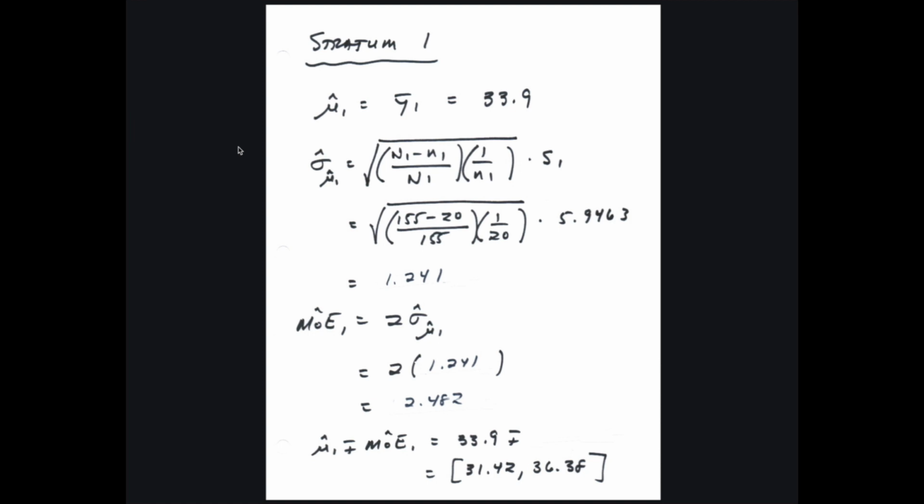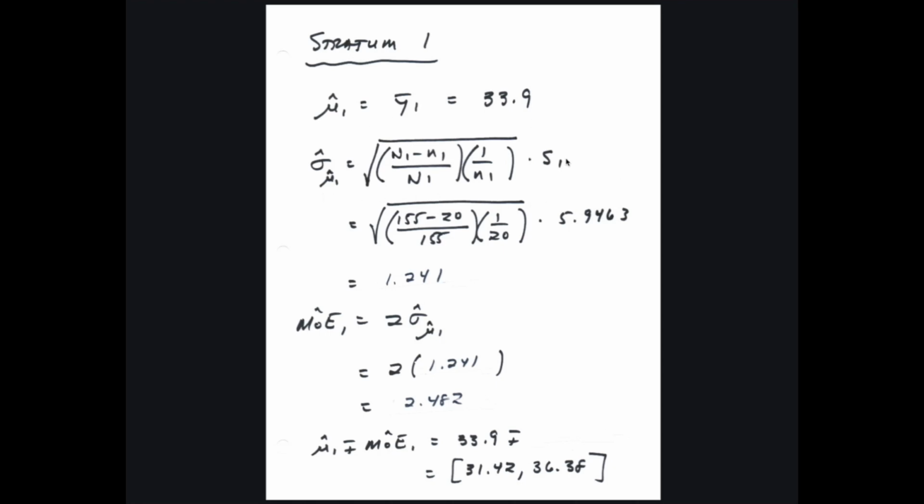The sample mean for stratum 1, or the mean of the sample selected from stratum 1, was 33.9 hours per week, and so that is the estimate for the mean number of hours spent watching TV for that particular stratum. Now, in addition to this point estimator, we want to calculate the approximate margin of error associated with that point estimator, and that is given by sigma hat sub mu hat sub 1. That is given by this formula here.